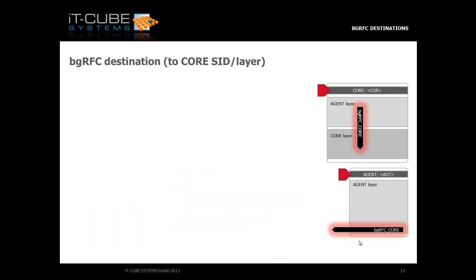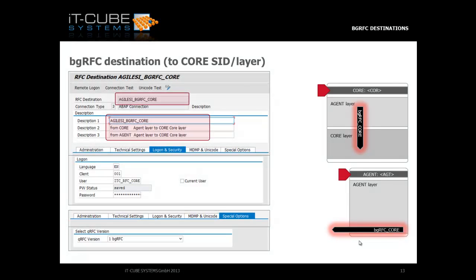The background RFC destinations from the core agent layer to the core layer need to be implemented on the core system as a loopback destination. Same for all agent systems in the landscape, to send back data to the core system. Make sure the correct technical user, core admin, is used in the Logon and Security tab, and the protocol is set to background RFC.